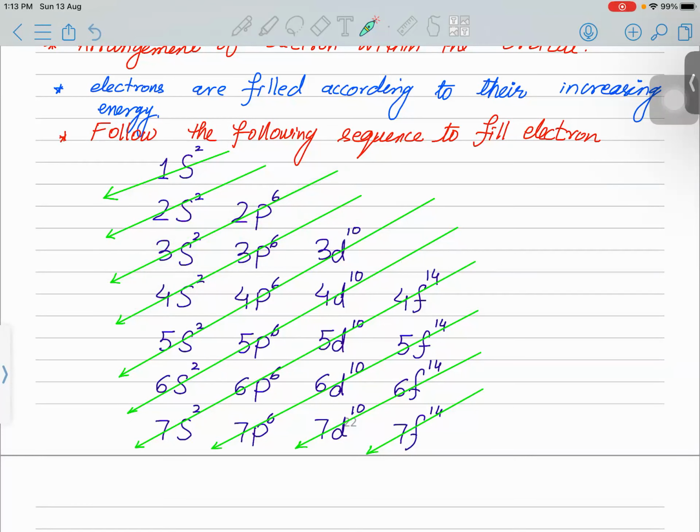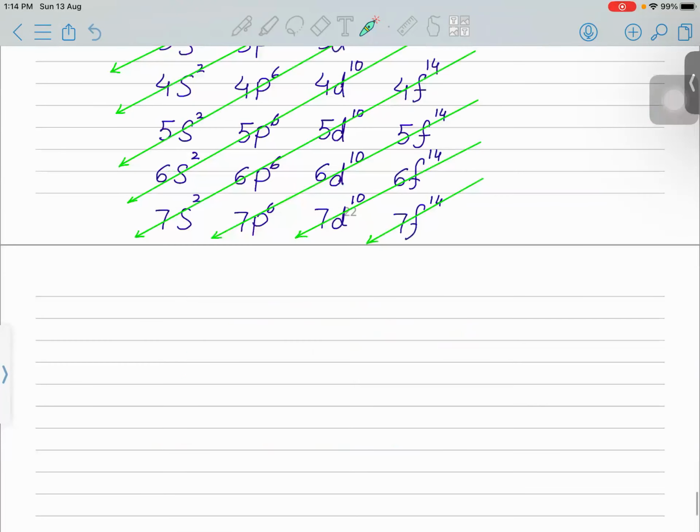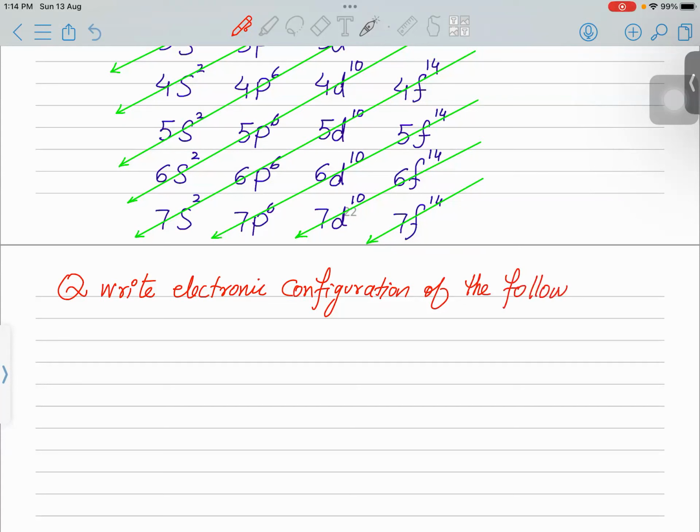Are you getting my point? Yes, sir. This is very important. The question is: write the electronic configuration of the following. Always remember this sequence: 1s2, 2s2, 2p6, 3s2, 3p6, 4s2, 3d10, and so on. This is the increasing way.